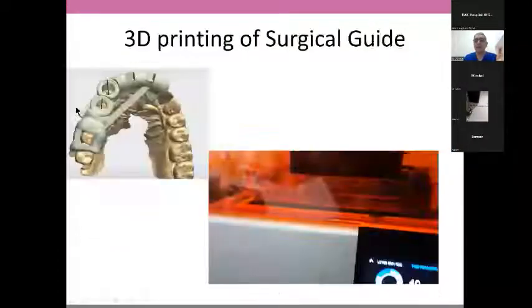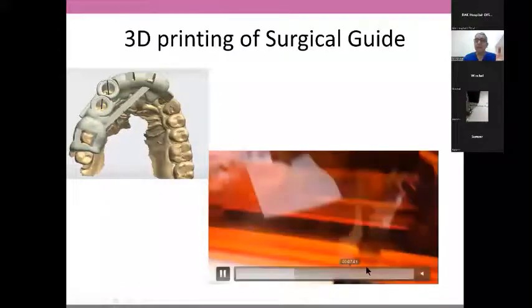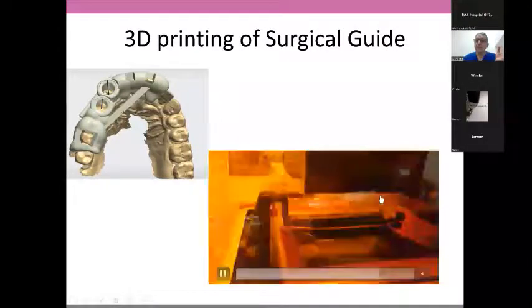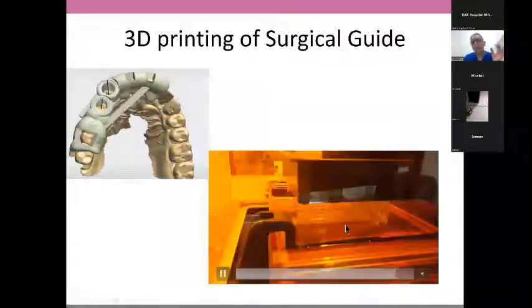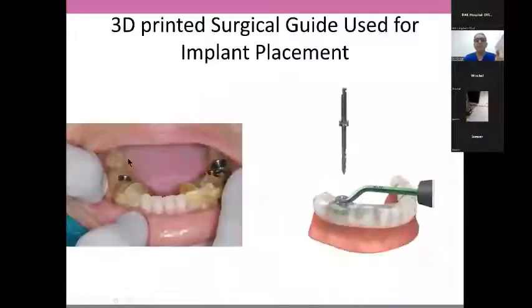This guide, which has been designed digitally, is printed in a 3D printer. You can see here it's being 3D printed, and then it is ready for surgery. And this is how it fits in the mouth. Then the drilling, which is done for placing the implant, is done through the guide. So whatever planning was done is replicated as close to ideal as possible. That's the beauty of this technique.